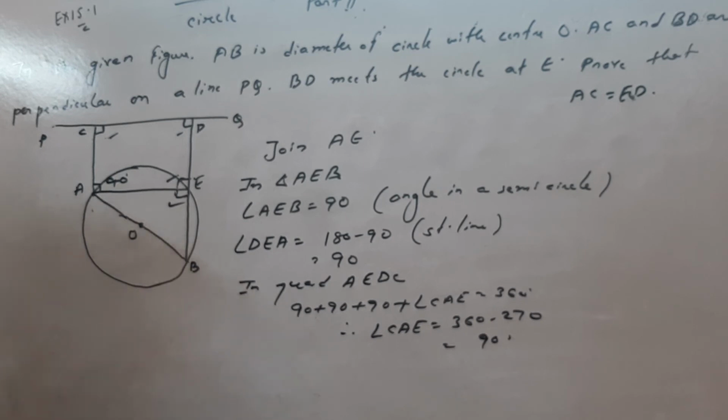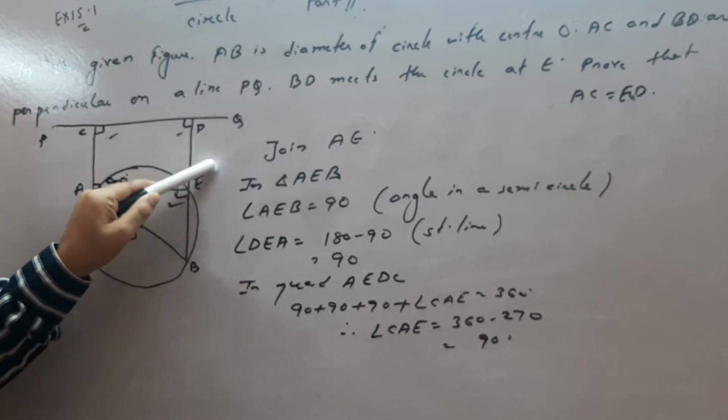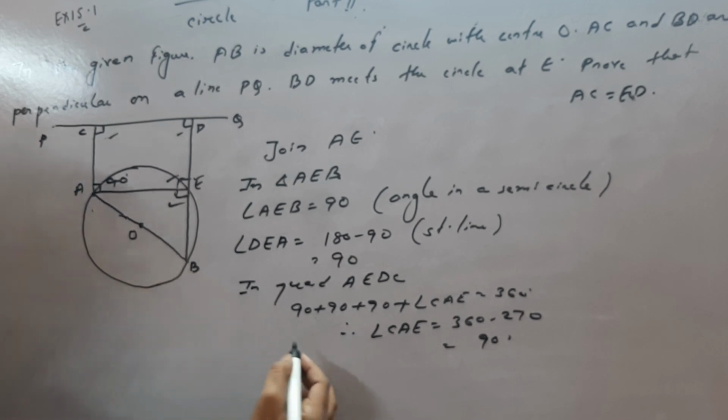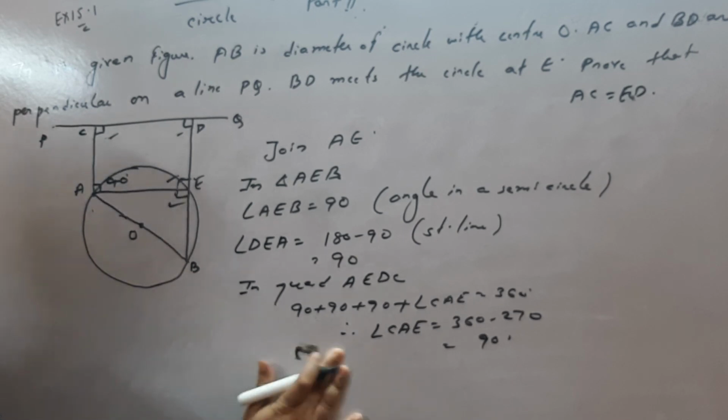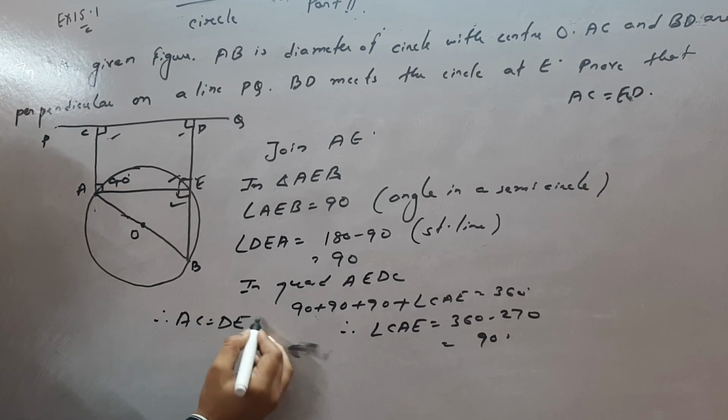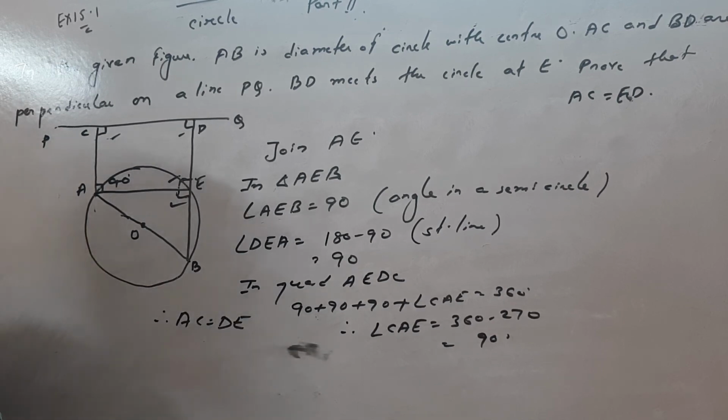This is a square or rectangle, whatever it is. But if it is a square, then all sides are equal. That means AC equals DE. And if it is a rectangle, then also opposite sides are equal. So therefore CA, that means therefore AC equals DE. Done? Okay, note it down.